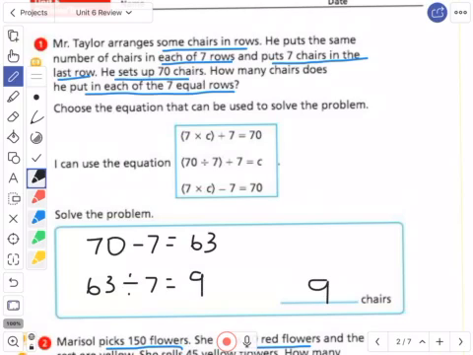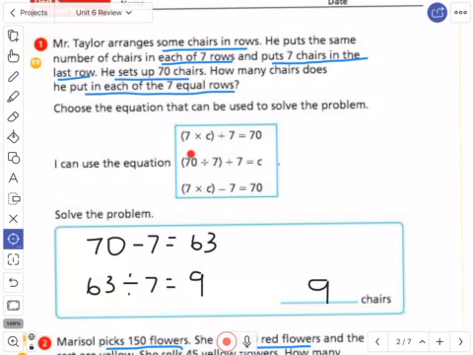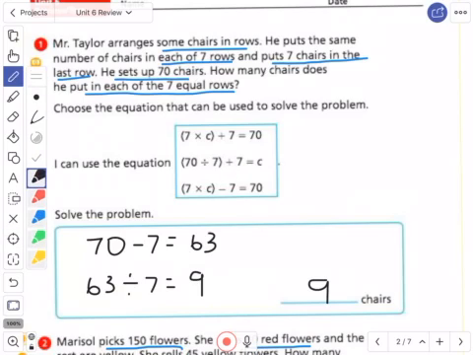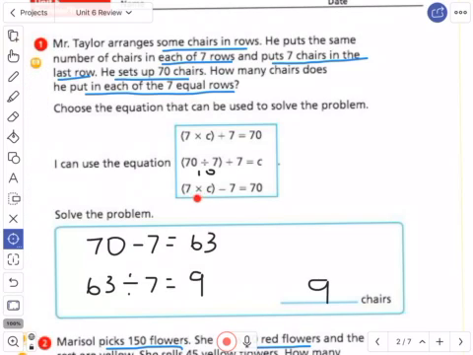So I know that. But then I'm going to go back up here and use this to try to figure out which equation I could use. One I see right away: I can't do 70 divided by 7, then plus 7 more, because 70 divided by 7 is 10, plus 7 more would be 17. So that doesn't work.